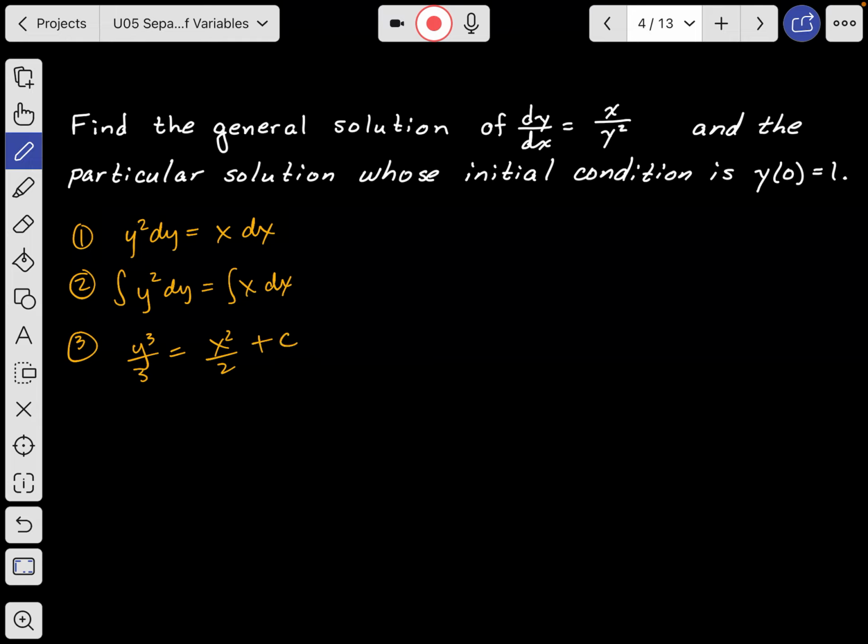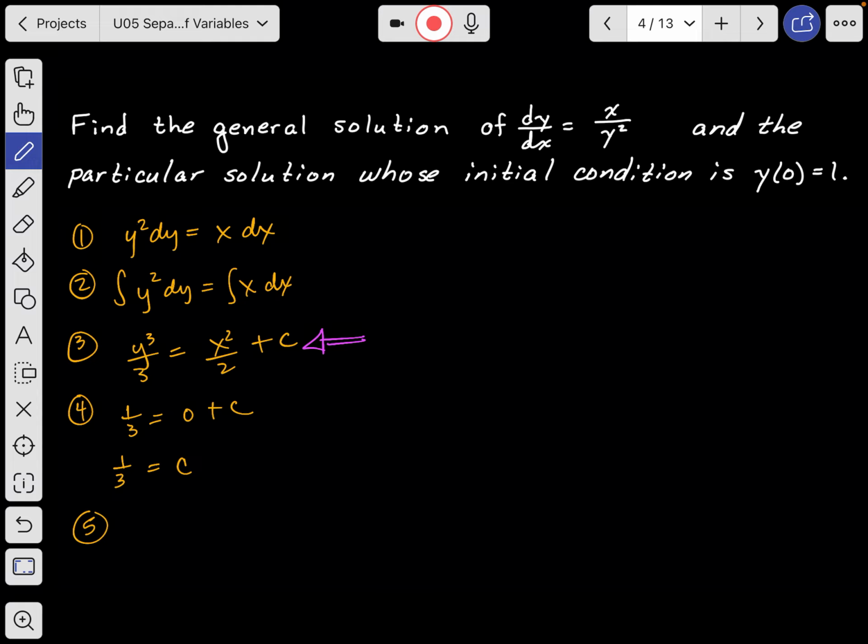Now, I need to solve for my c, so I'll substitute in my initial condition, y(0) is equal to 1. So I'm going to have 1 over 3 is equal to, well, 0 plus c. So my c value is equal to 1/3. I take this c and I'm going to substitute it back in right here and then solve for y.